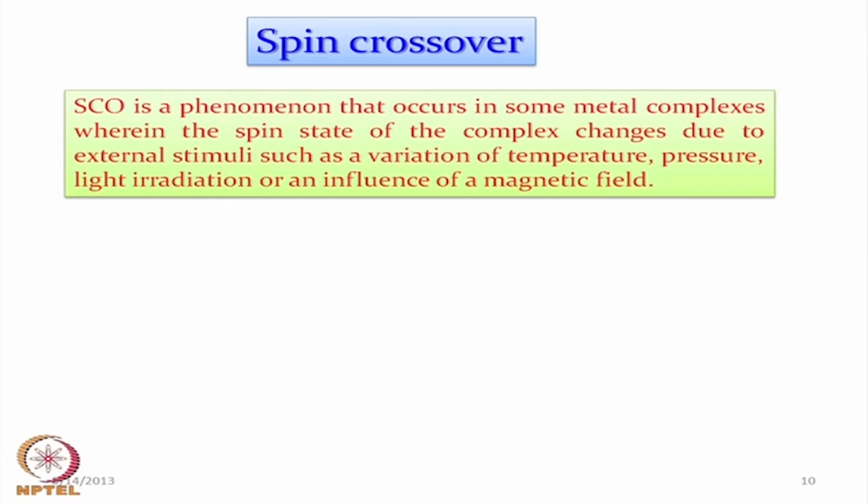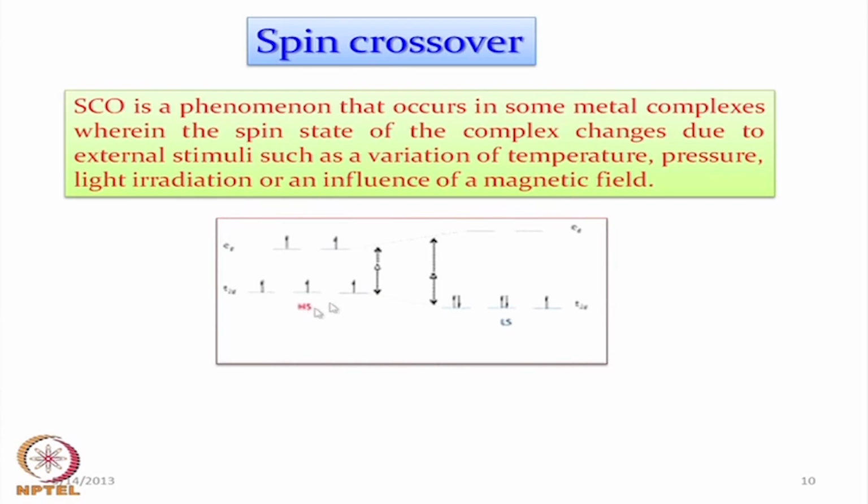complexes will give the spin crossover situation, wherein the spin state of the complex changes due to external stimuli such as variation of temperature, pressure, light irradiation or an influence of magnetic field. That means we are giving some external stimuli as temperature, pressure, light irradiation or magnetic field. So, once we change the temperature, and as we have seen just now that it is in the range of thermal energy, that means the kT can control the spin state of the molecule. So, there are some beautiful examples for all these molecules where we will find that this particular situation can be handled nicely by finding out the right ligand system and the right metal ion.